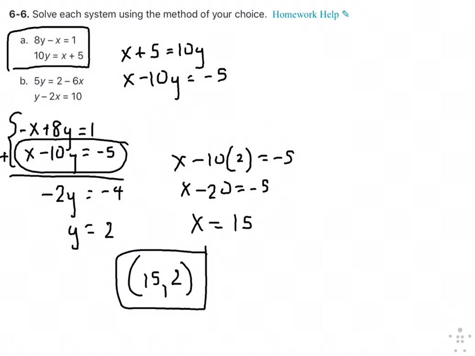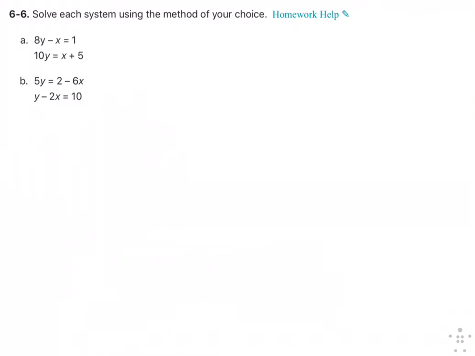Okay, let's do B now. So B, I'm also going to rewrite these into standard form, right? So I'll bring this 6x to the other side for the top one. So I'll add 6x. So 6x plus 5y equals 2. And the bottom equation is negative 2x plus y equals 10.